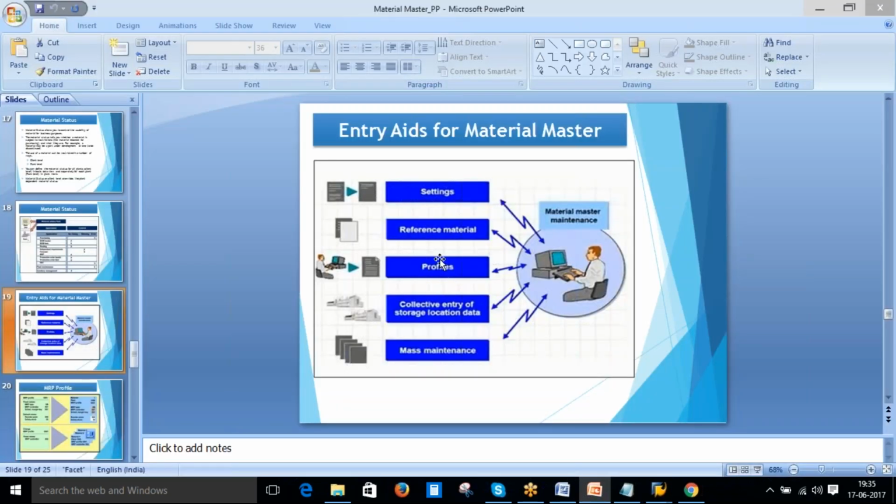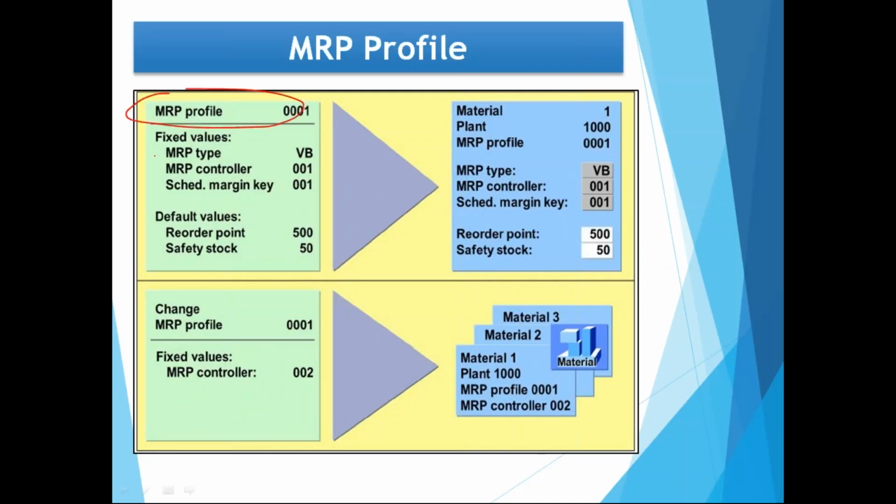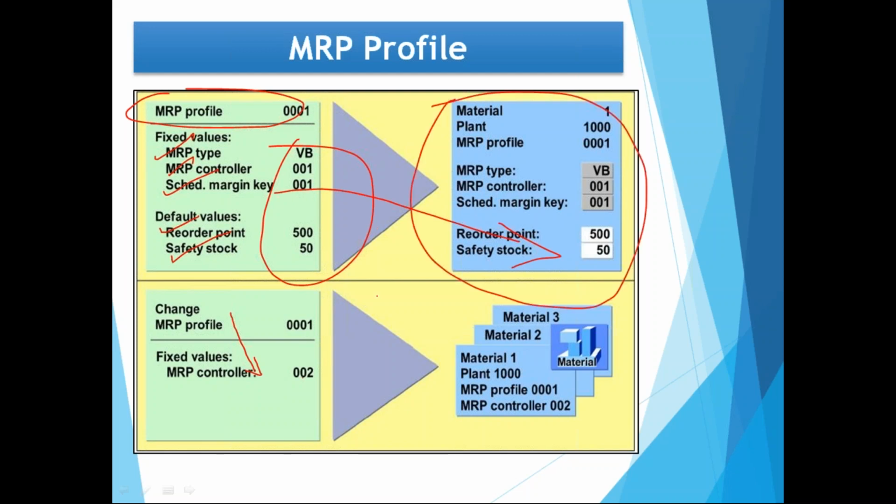Now the next one is profiles. MRP profile. When you are creating a material, if all your products have the same MRP data, you can do that through an MRP profile. Here in the MRP profile, you can have some fixed values, and then you can have some default values. While creating the material, if you assign this MRP profile, all the data which is maintained in it will get copied to your material master in the MRP views. So basically it will save your time.